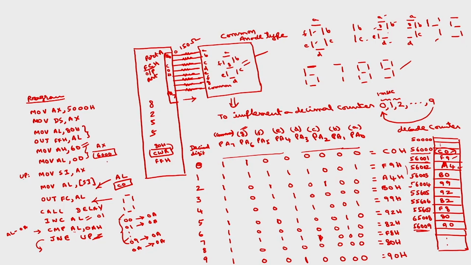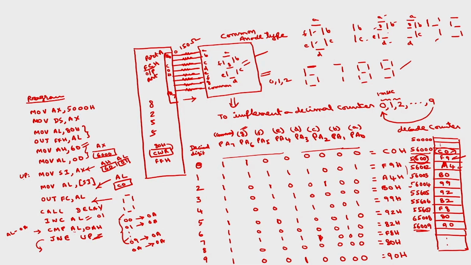In this AH will be having 60 only. Now in the second iteration AL will be having 01. So the offset of 6001, which corresponds to the code for digit 1, is stored in that particular location. Is it clear now? Now it will display 0, 1, 2 with a delay that is going to be decided by the application. So it will go up to 9.